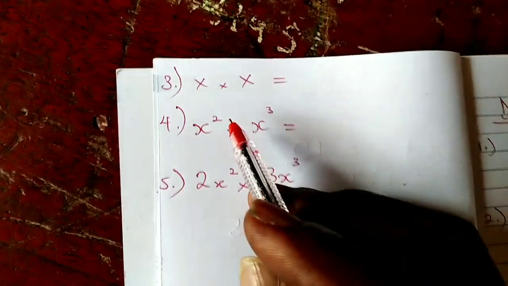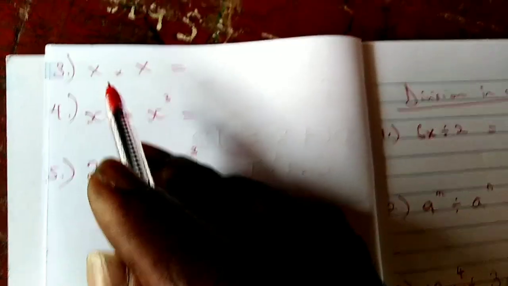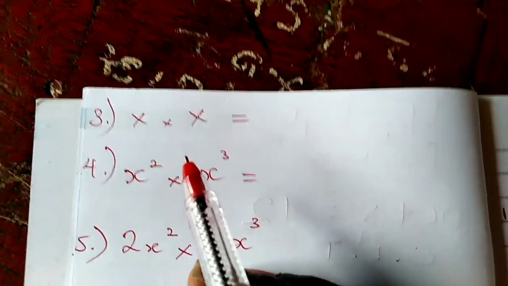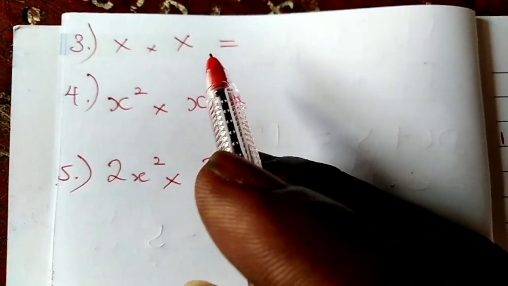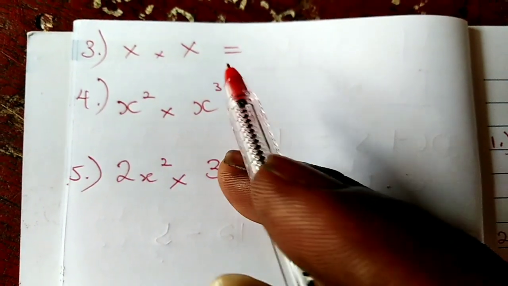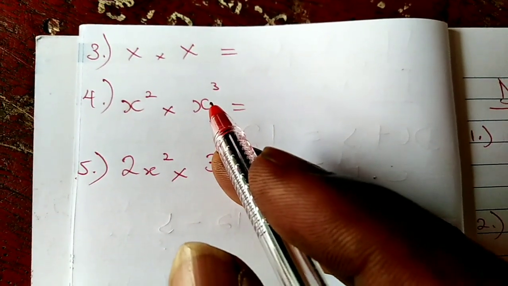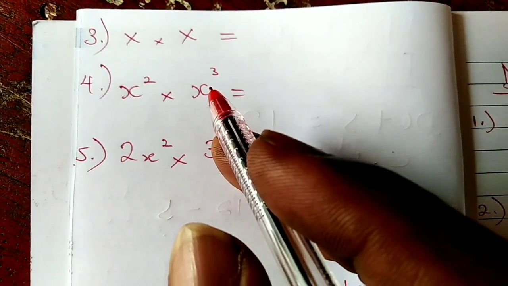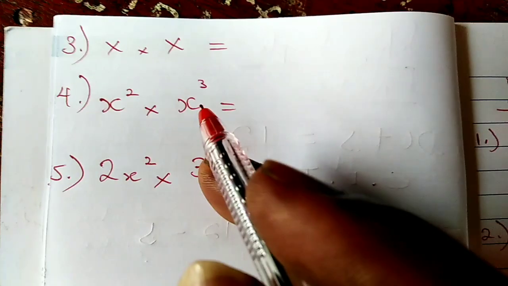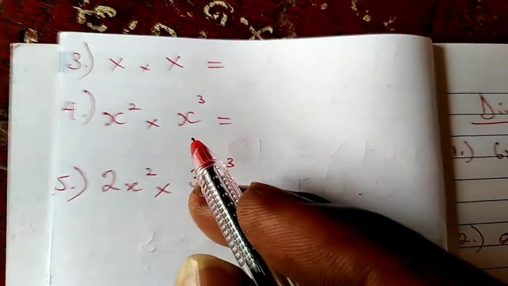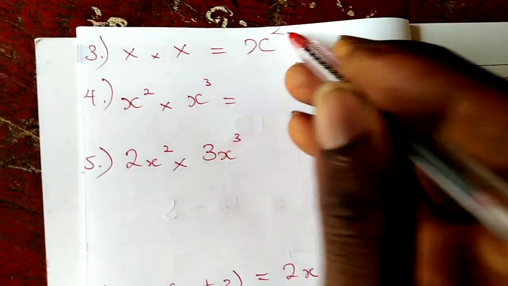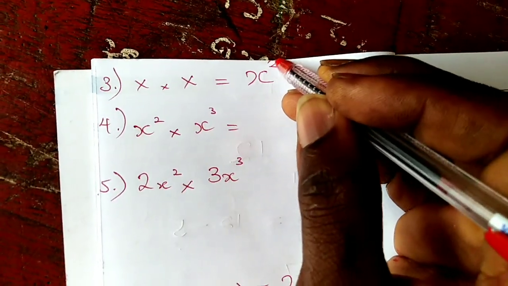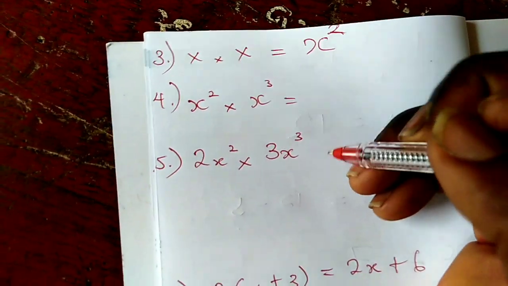Alright, the next is this. We have a variable multiplying a variable, x times x. So remember, I told you in one of my videos, the law of squares. When the same number multiplies, that's a number to give you a square. But this time around, we're having a variable multiplying a variable. x times x, that will give us x squared. That's x squared. Can you see it?